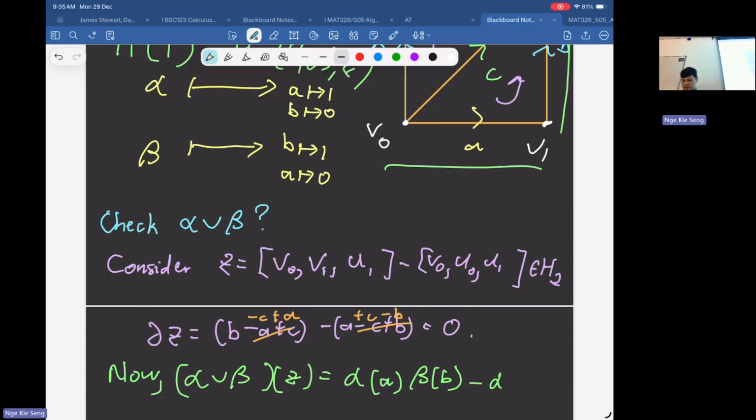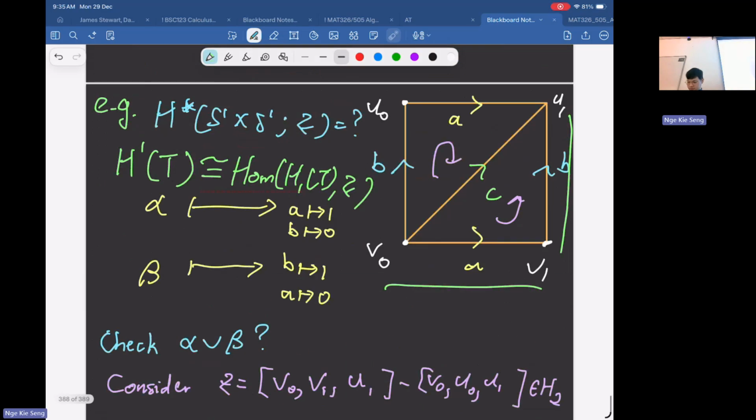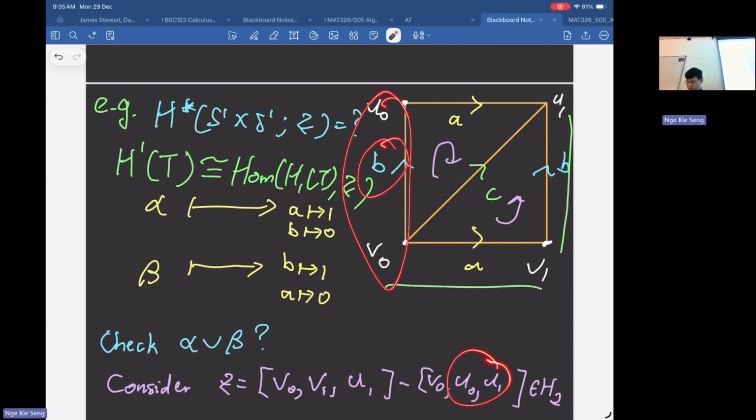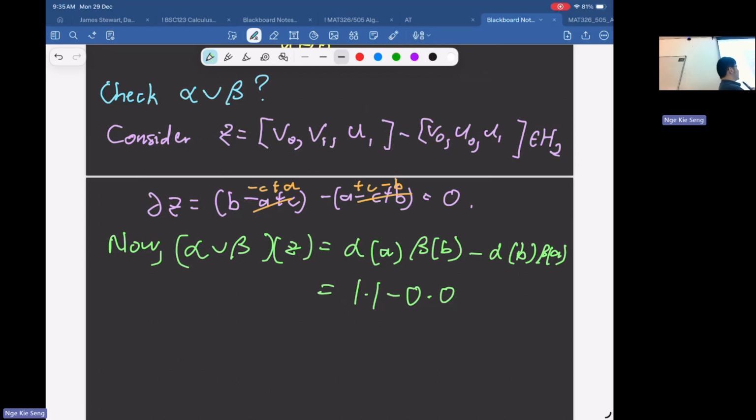Because our Z is a linear combination of these two, your cup product will be linear in these two. So first one you split V0, V1 alpha, and V1, V1 beta, B. And alpha on V0, U0 is B, and then U0, U1, A. So minus alpha of B times beta of A, which is 1 times 1 minus 0 times 0, because alpha and beta are dual to A and B. Okay, so what does it mean here?